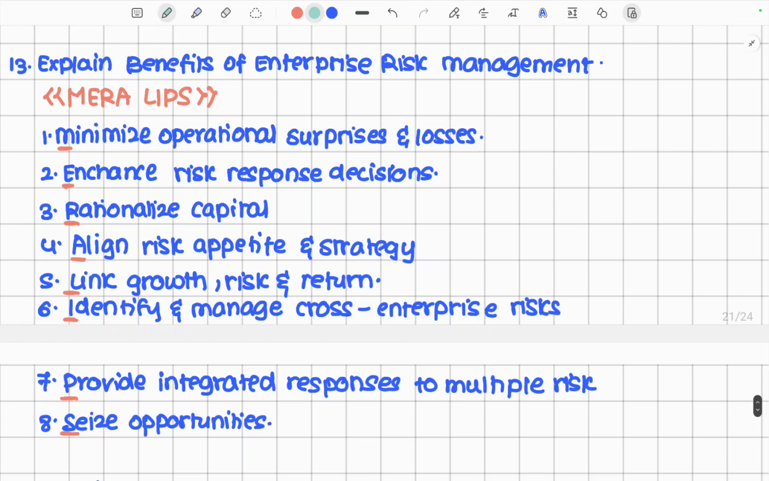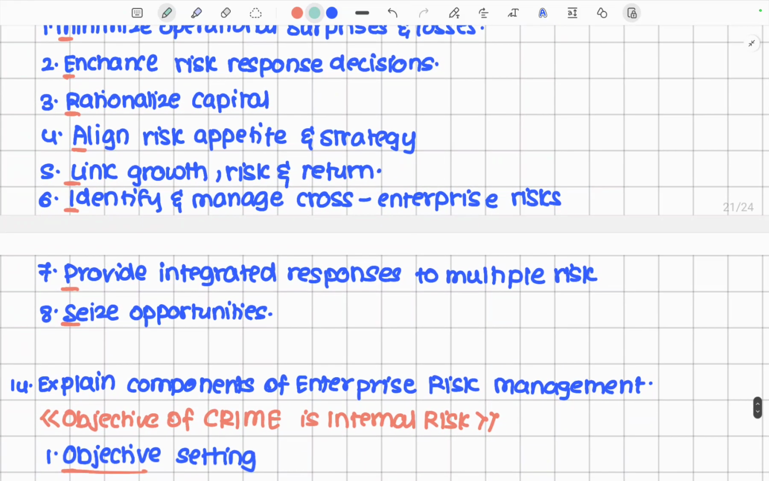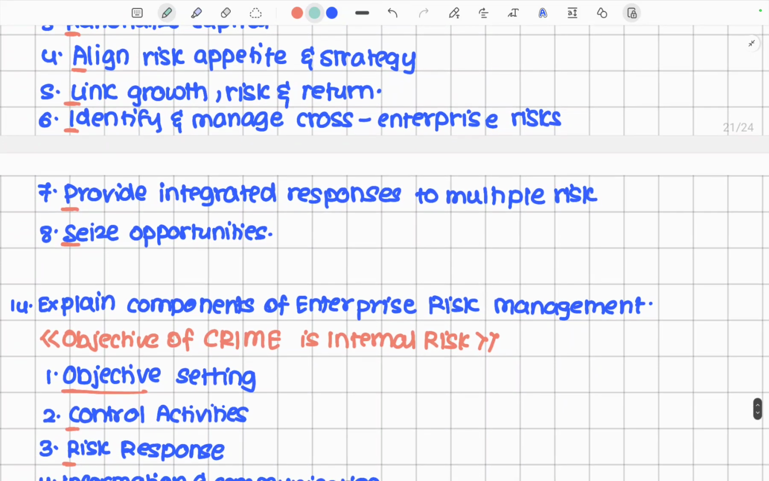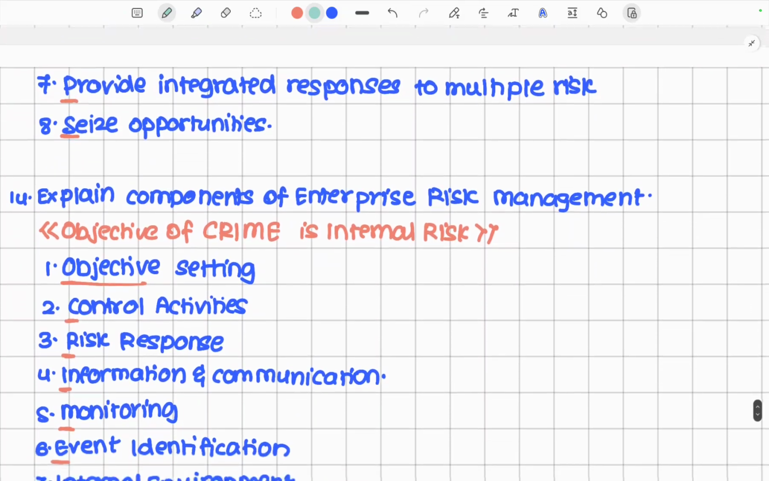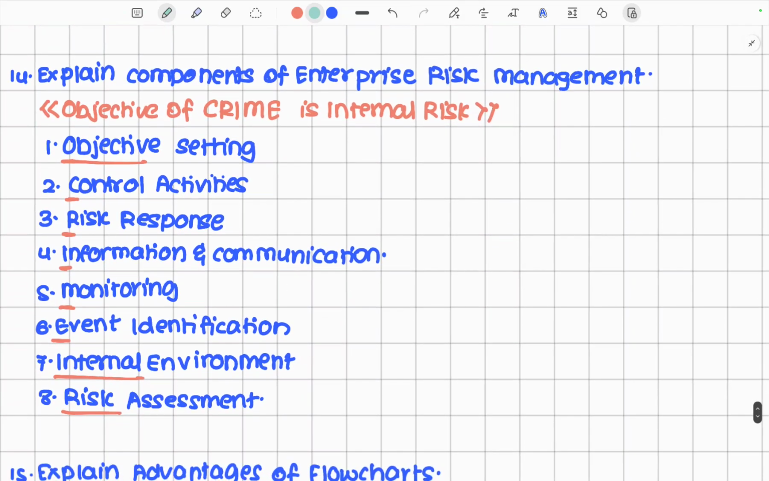Explain the benefits of enterprise risk management. The cheat code is very funny. That is MERA LIPS: minimize operational surprises and losses, enhance risk response decisions, rationalize capital, align risk appetite and strategy, link growth, risk and return, identify and manage cross enterprise risk, provide integrated response to multiple risk and seize opportunity.